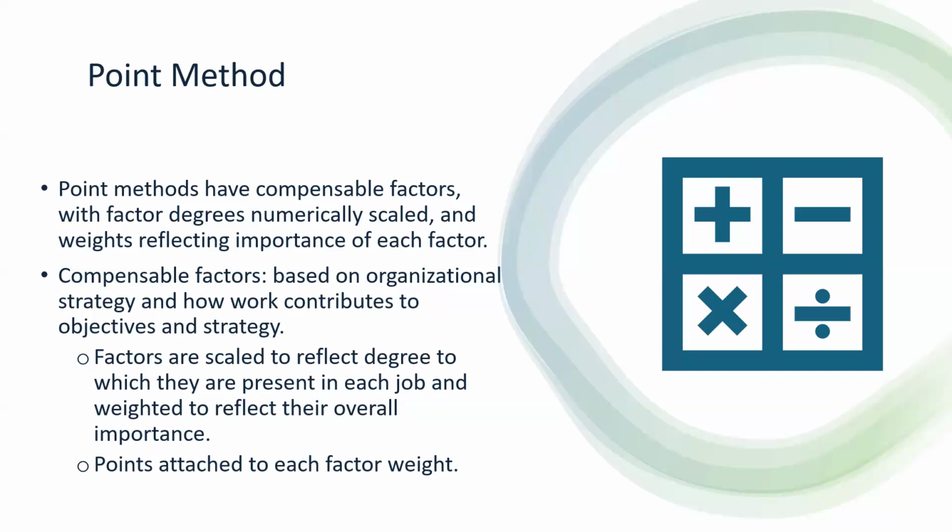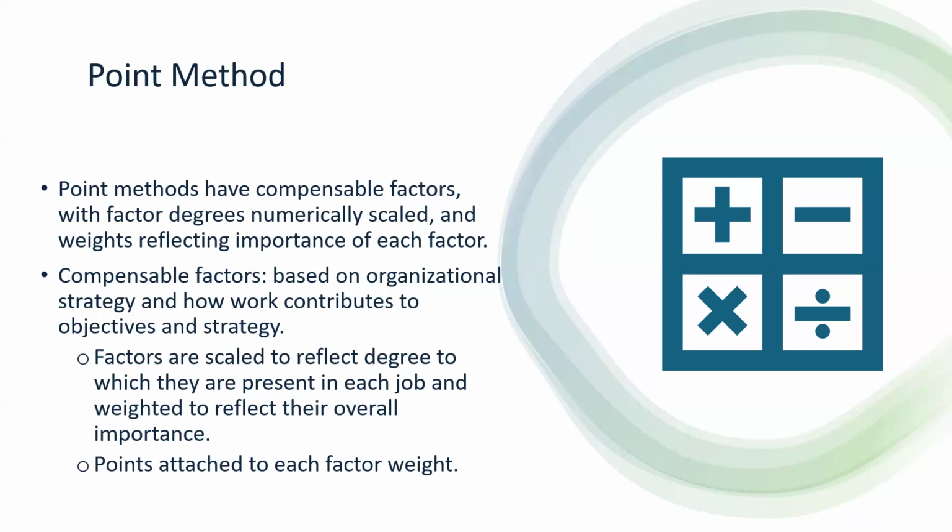In choosing compensable factors, you do have to think about your organization's strategy and how the work that each person does in their job contributes to that objective and strategy. So you're going to try to find compensable factors that relate each job to the strategy. Your factors are scaled to reflect the degree to which each of those compensable factors is present in each job, which means you need very good job descriptions. So you would need a good job analysis before you could do the point method.